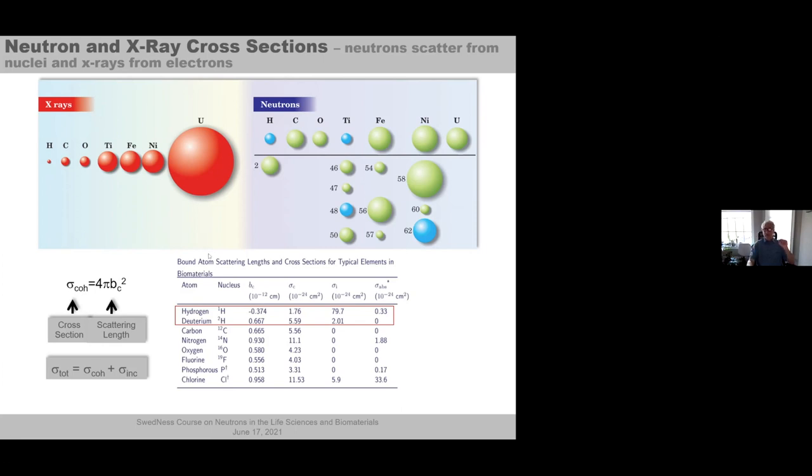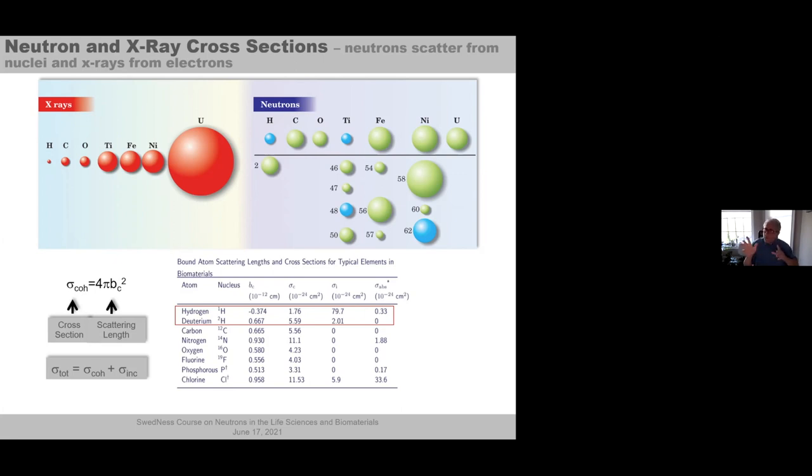And this is just showing you things that have negative scattering cross-sections, and positive in green. And the thing that, of course, is of interest to most of us here is hydrogen, because you have effectively protium and deuterium that have different flavors. And that really opens up things as far as contrast.